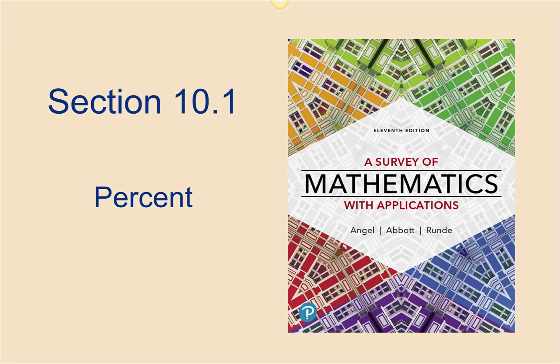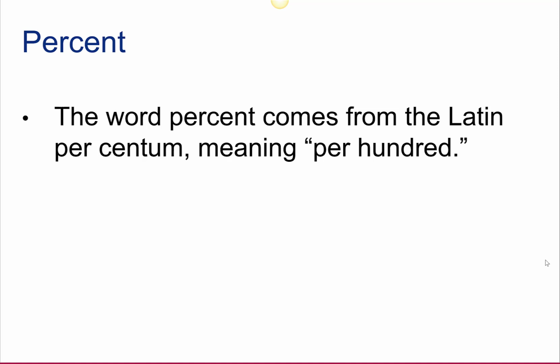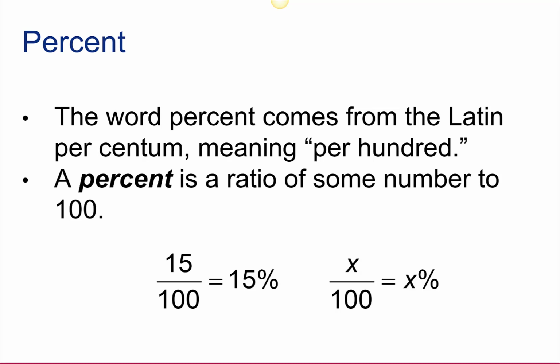Section 10.1, percents. The word percent comes from the Latin percentum, meaning per 100 or per hundred. A percent is a ratio of some number to 100. For example, 15 over 100 is 15%.